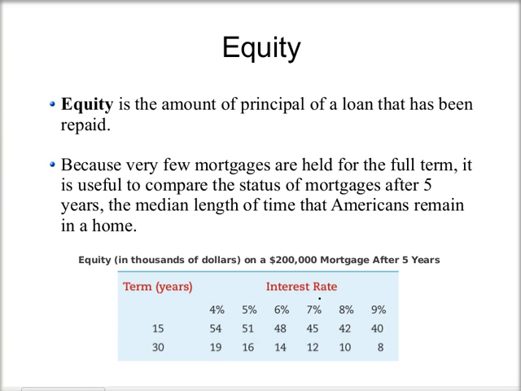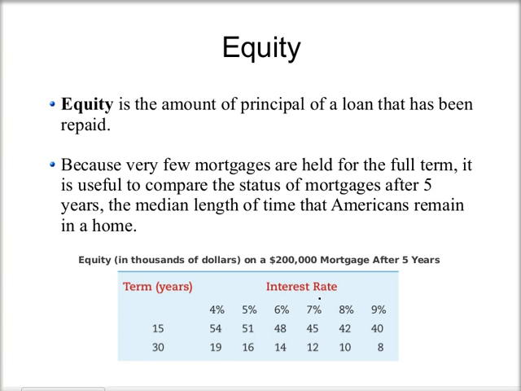Because very few mortgages are held for the full term, it's sometimes useful to compare the status of mortgages after 5 years. And 5 years is the median length of time that Americans remain in a home. So that's the average amount of time that people will be paying their mortgage for.